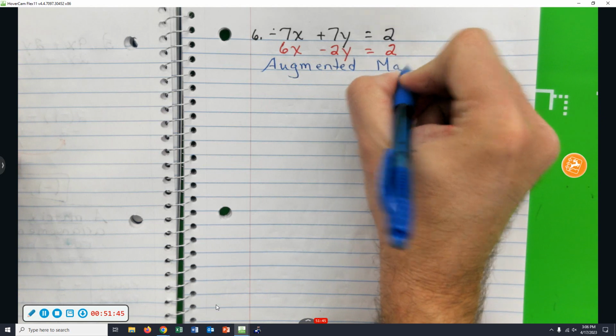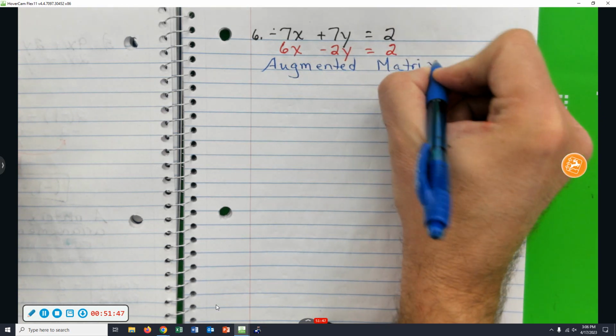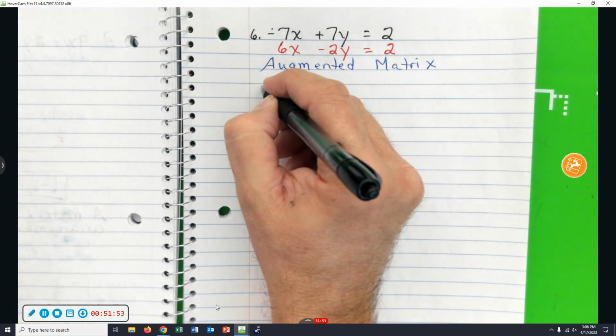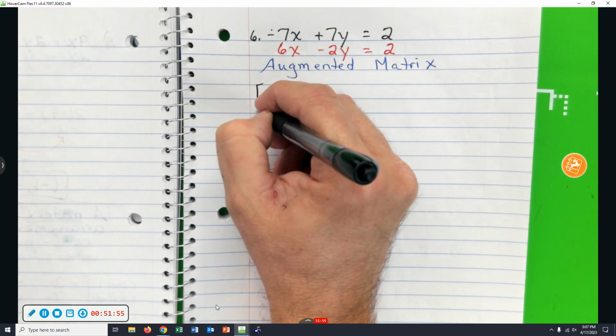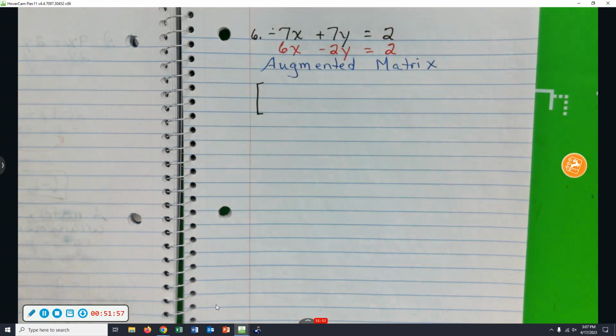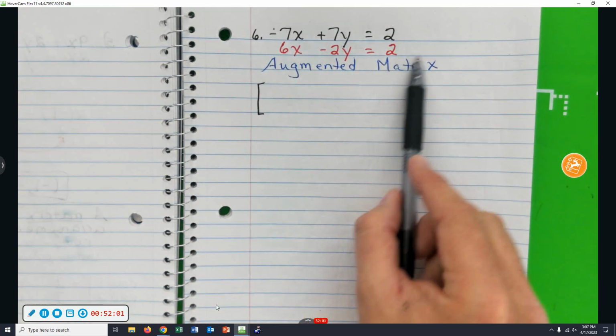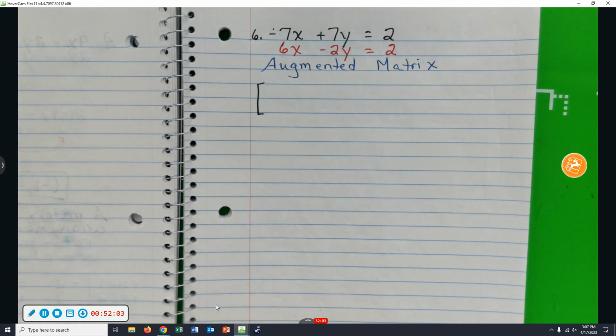This is something new that's very difficult. I'm writing it out. Augmented matrix. With the augmented matrix, could y'all imagine, look at this system of equations, could y'all sort of imagine it without the x and the y? You would sort of see a matrix forming.